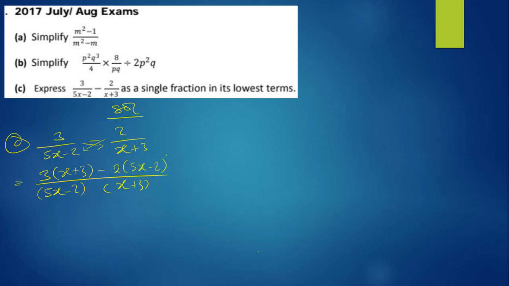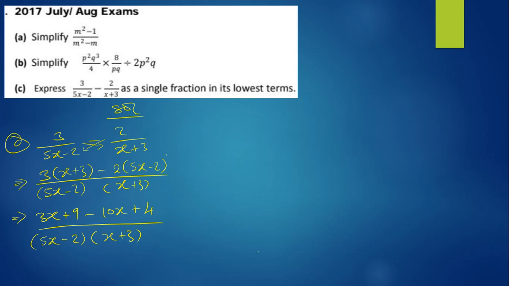Then here, what do you do? You need to multiply 3 with everything in the bracket. So 3 times x, that's 3x, and then 3 times 3, that's 9, minus 2 times 5x, so that's negative 10x, and then negative times negative, that's positive 2 times 2, so that's 4. Don't forget about the sign there. Then here you need just to maintain 5x minus 2, then x plus 3 like that.